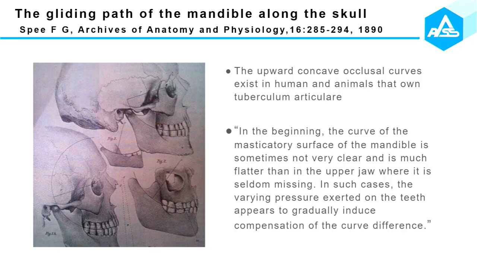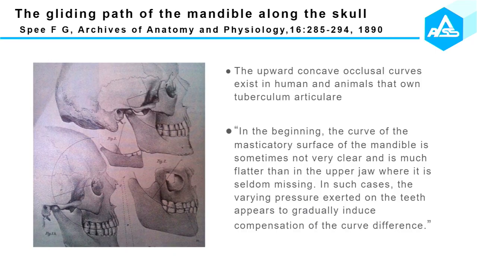Then let's see this one. He said in the beginning, the curve of the masticatory surface of the mandible is sometimes not very clear and is much flatter than in the upper jaw, where it is seldom missing. In such cases, the varying pressure exerted on the teeth appears to gradually induce compensation of the curve differences.